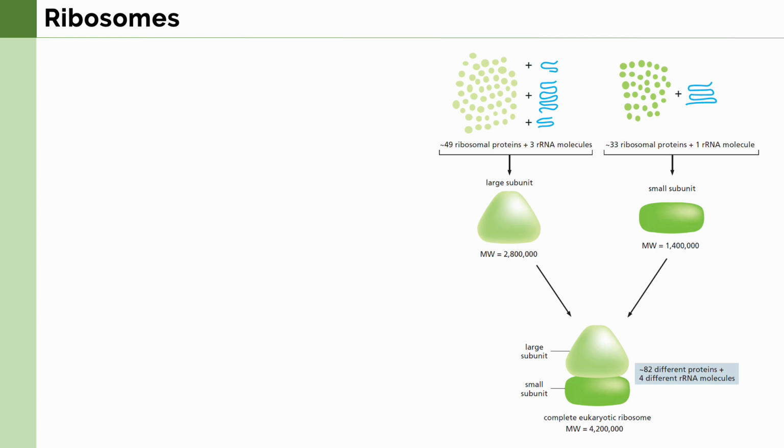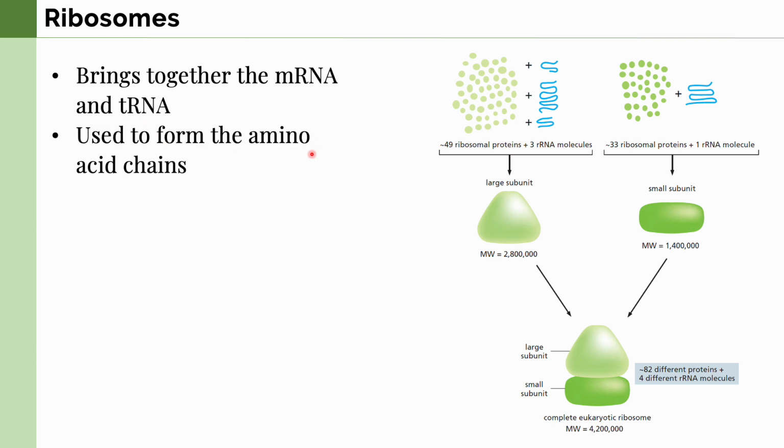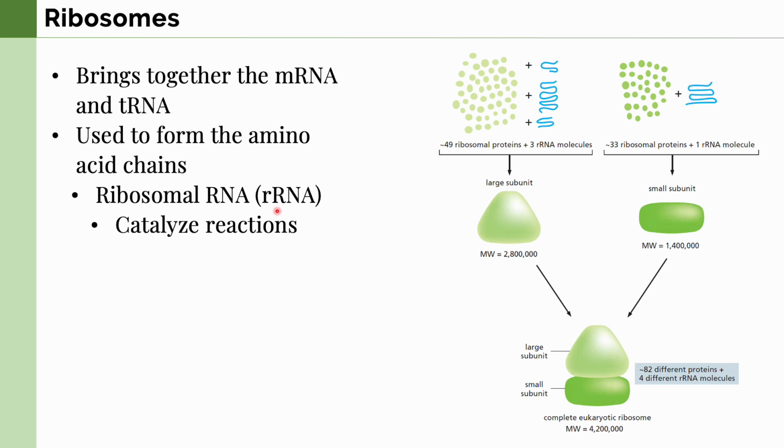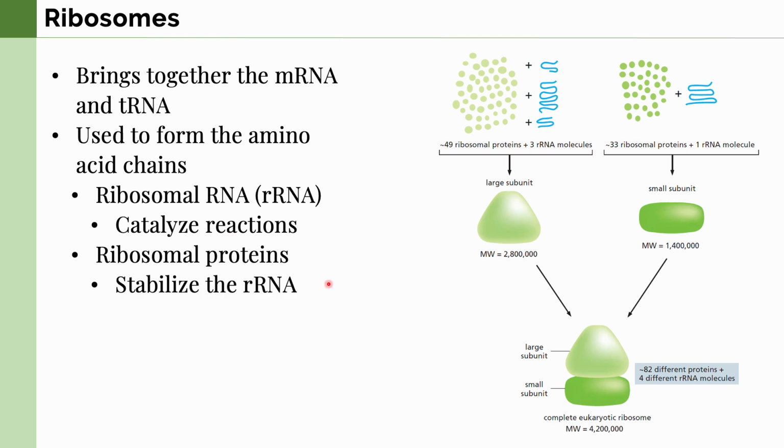Next, let's talk about the most important structure that is involved in translation, and these are our ribosomes. Their main job is to bring together the mRNA and tRNA that contains the amino acid, and this structure is used to form the different amino acid chains, or our proteins. It is composed of first the ribosomal RNA, or rRNA, and these are used to catalyze the different reactions to elongate our proteins. It also contains a variety of ribosomal proteins that are used to stabilize the RNA. In this figure, we can see the different ribosomal proteins and rRNA molecules that make up our ribosome.